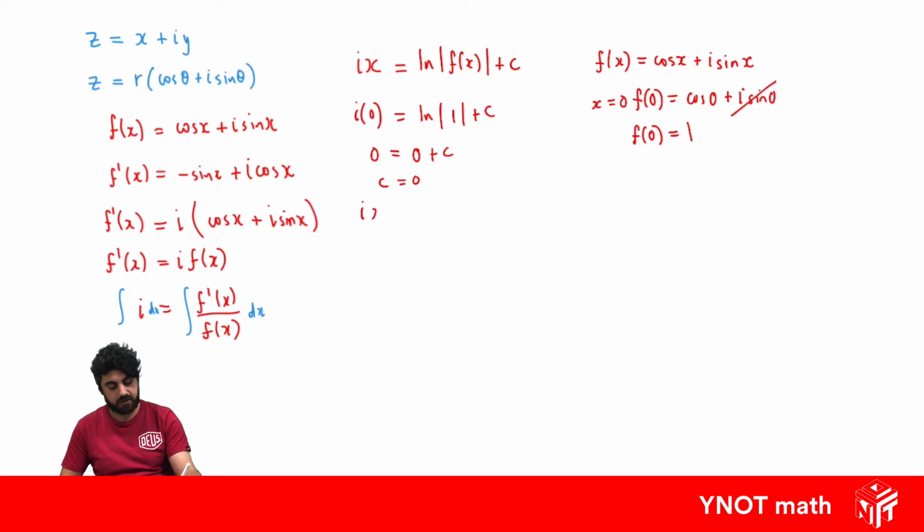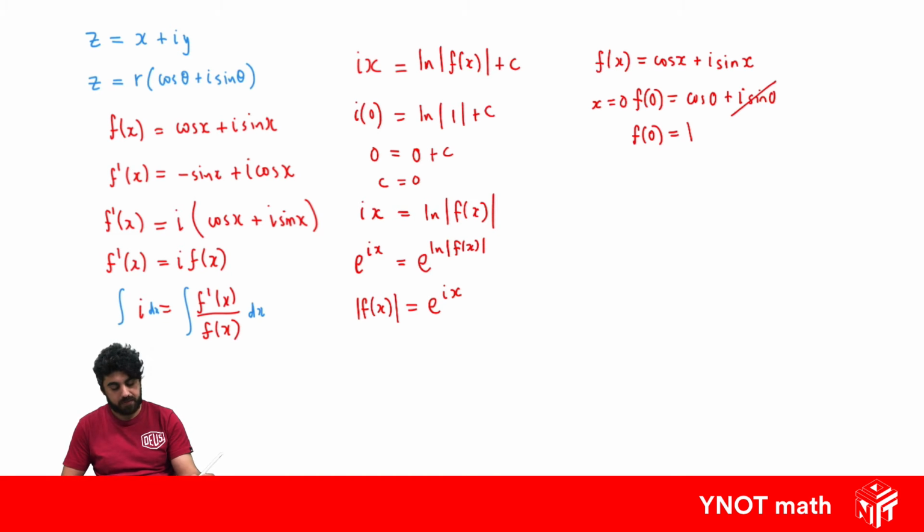So we can rewrite our equation as ix equals the natural log of the absolute value of f of x. And let's go ahead and raise both sides to a power with base e. So we're going to have e to the power of ix equals e to the power of the ln of the absolute value of f of x. The e to the ln of f of x is just going to give us the absolute value of f of x, which equals e to the ix.